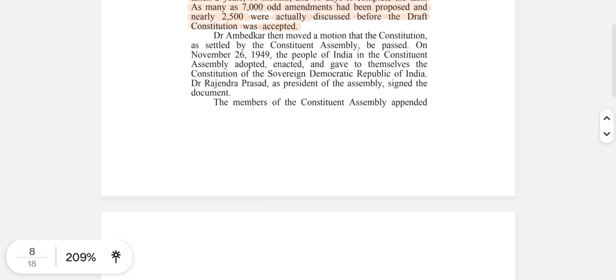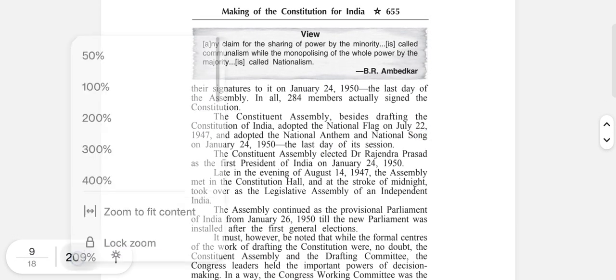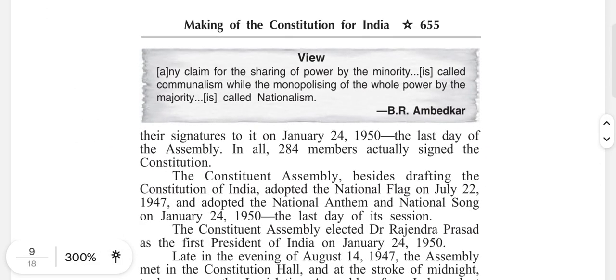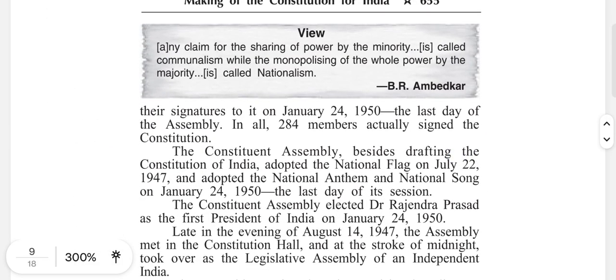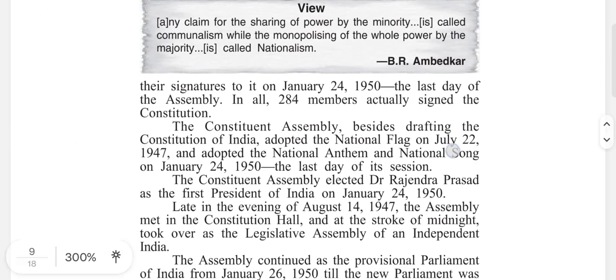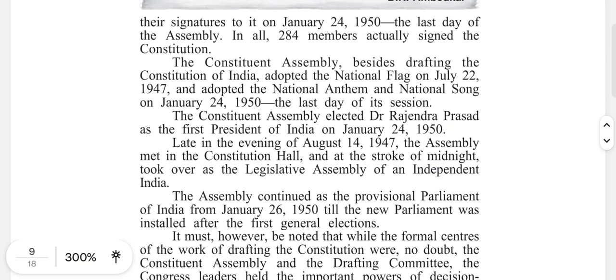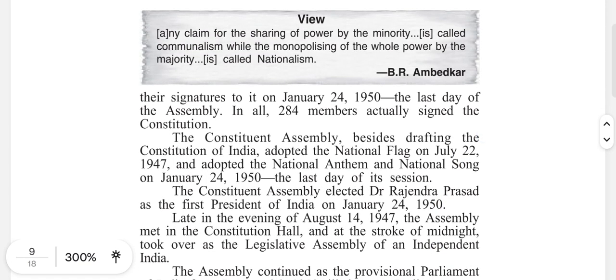Any claim for the sharing of power by the minority is called communalism, while the monopolizing of the whole power by the majority is called nationalism. B.R. Ambedkar. Their signatures to it on January 24, 1950, the last day of the Assembly.